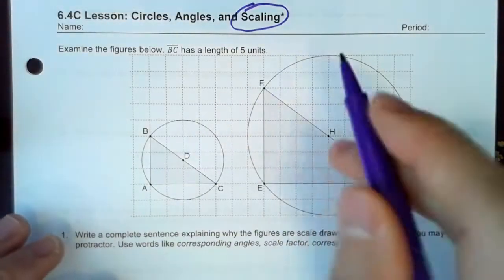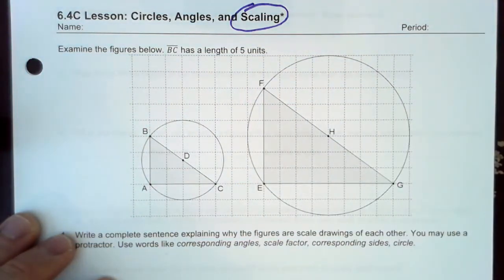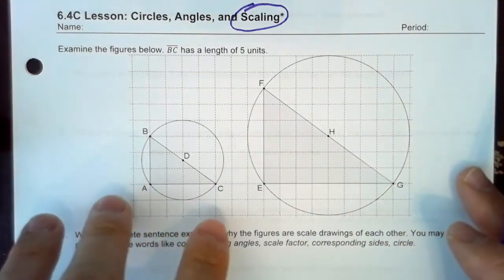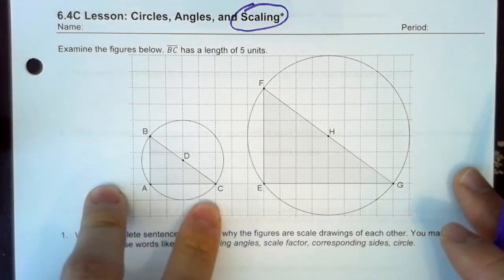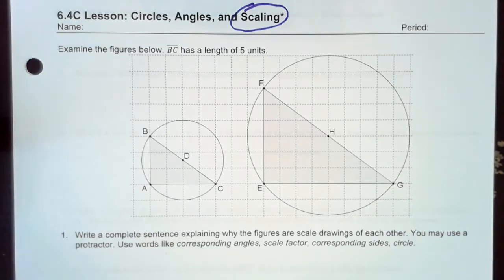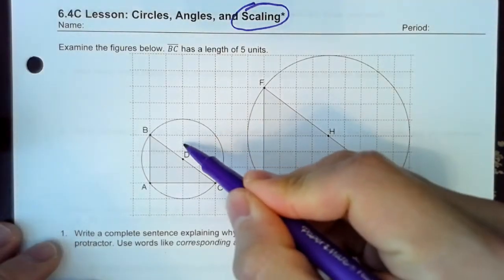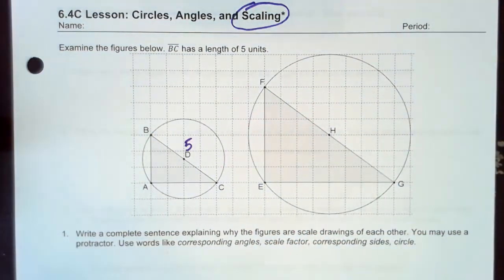Examine the figures below. Segment BC has a length of 5 units. Okay, so right now we have two pictures. We have a small triangle and we have a large triangle, and we're trying to see if they are related. Now, visually, they do look like they're related. It says that BC has a length of 5.